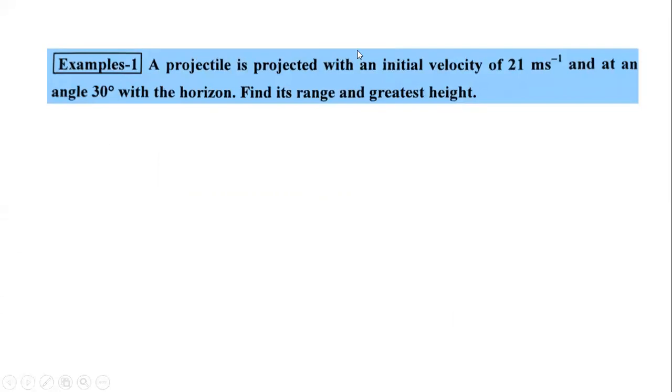Now we discuss example 1. A projectile is projected with an initial velocity of 21 meters per second and at an angle of 30 degrees with the horizon. Find its range and greatest height.